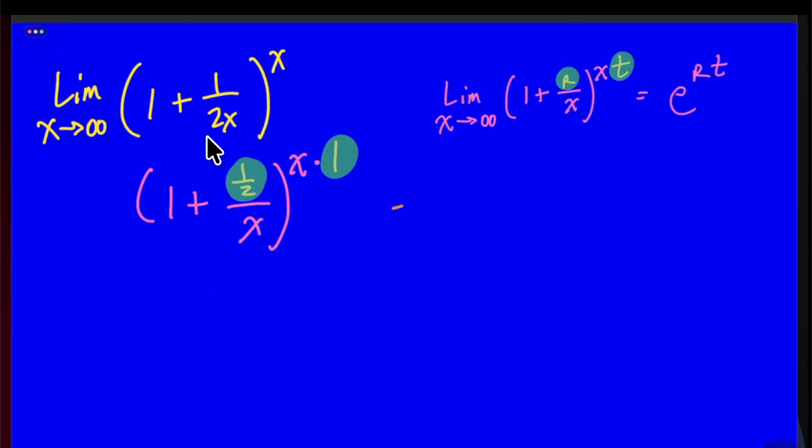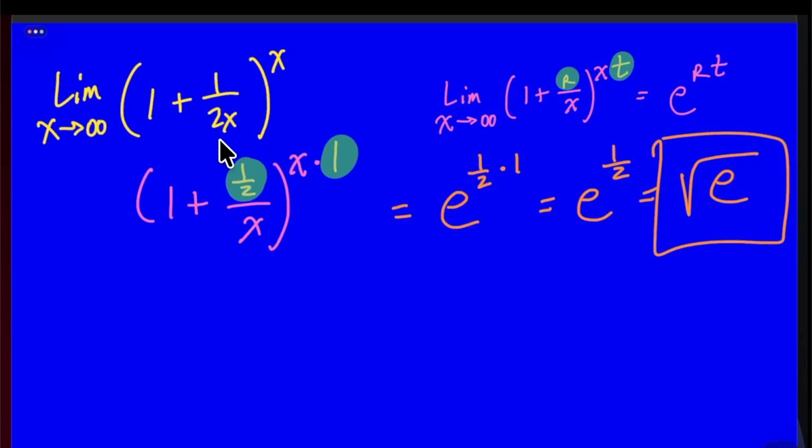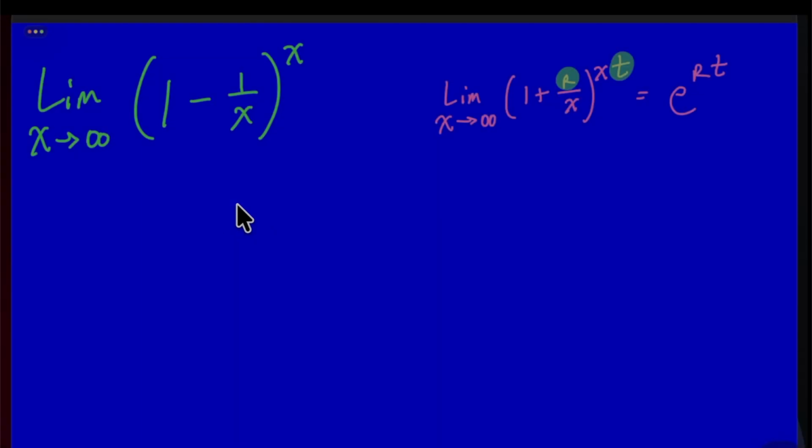Those are the only entities that are going to survive. So we're going to have e to the 1/2 times 1, which is going to equal e to the 1/2. And if you want, you could change that to the square root of e. That is your final limit.